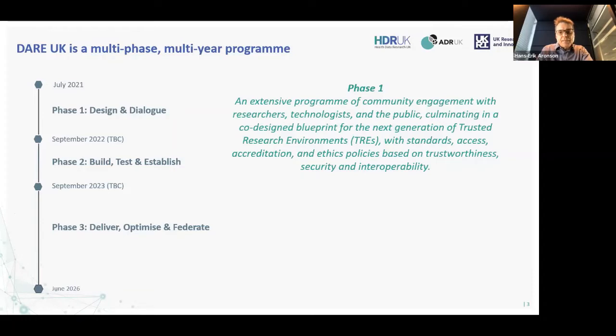This is a multi-phase, multi-year program. It is split up into 3 phases. We're in phase 1 right now, which is an extensive program of community engagement with researchers, technologists, and the public, culminating in a co-designed blueprint for the next generation of trusted research environments with standards, access, accreditation, and ethics policies based on trustworthiness, security, and interoperability. This phase is followed by phase 2, which is a build, test, and establish phase, where we test out concepts that we are defining in phase 1. And in phase 3, then, we would deliver, optimize, and federate that approach, which is the final phase of the 3-phase program.